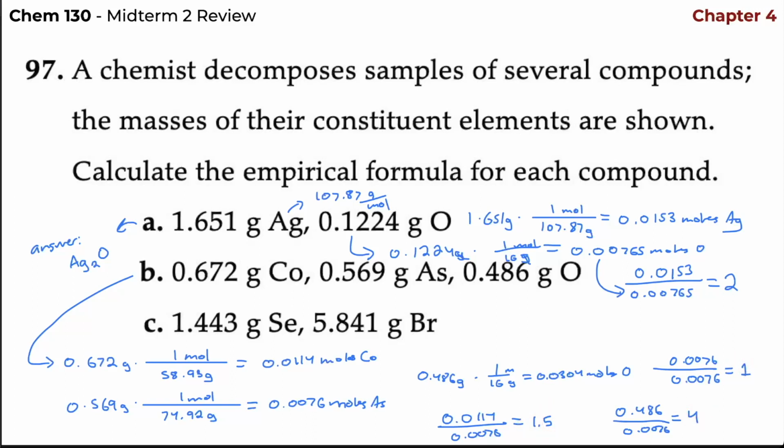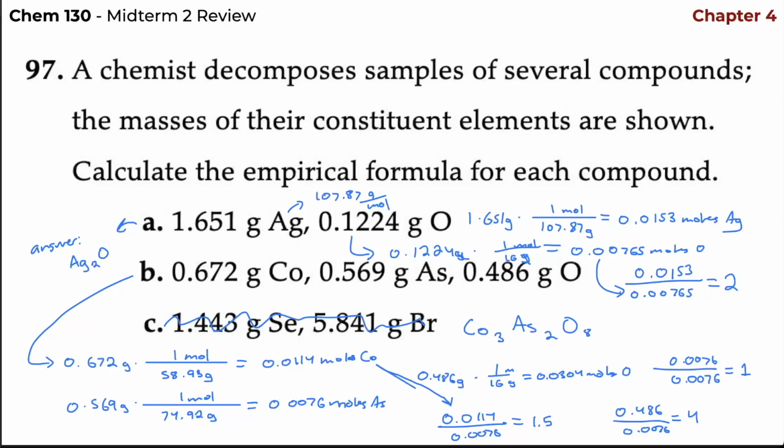For the answer, let's just write out the symbols, and ignore this for now. Co, As, and O, right? For cobalt, this is going to be 1.5. For As, it's going to be 1, and for O, it's going to be 4. But what did we determine? We have to multiply all these by 2, right? So this is actually going to be 3, 2, 8. And that is your empirical formula.